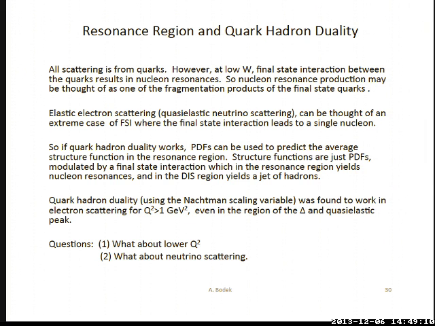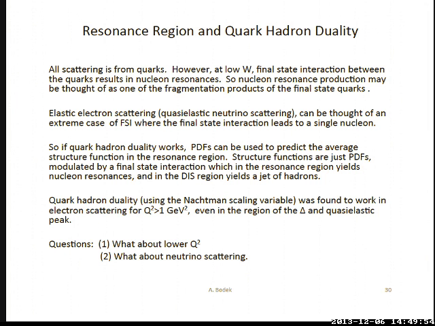So all the scattering is from quarks. If you're just a quark person like I am, from SLAC, and everything I looked at was only W greater than 2, I figure everything is quark. But in my language, at low W, the final state interaction between the quarks gives you a nucleon resonance, but the overall strength of producing it just came from the quarks. So as far as I'm concerned, being a quark person, nucleon resonance production is just another fragmentation product of final state quarks. And if that's true, and it's called quark hadron duality, then the inelastic parton distribution curve will go through the average of the resonances.